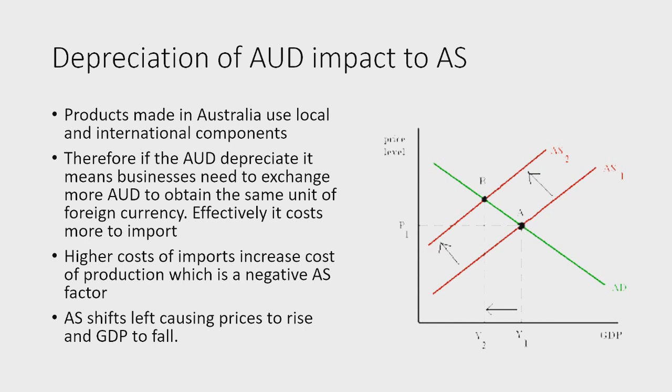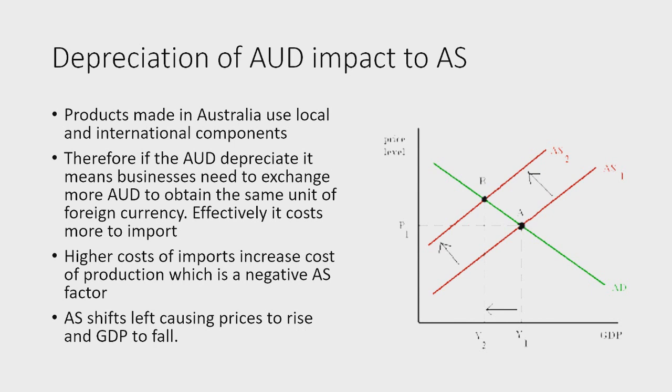And if import costs are more expensive, that equals increased costs of production, which is a negative aggregate supply factor. And we know when there's a negative AS factor, it shifts the AS curve to the left, as shown here. So when we shift it to the left, you can see that prices will go up, because prices used to be at P1. There's no P2 here, but imagine if there's a P2 here. Prices go up and you'll notice that GDP falls. So that's the impact of a depreciation of AUD on the aggregate supply curve.